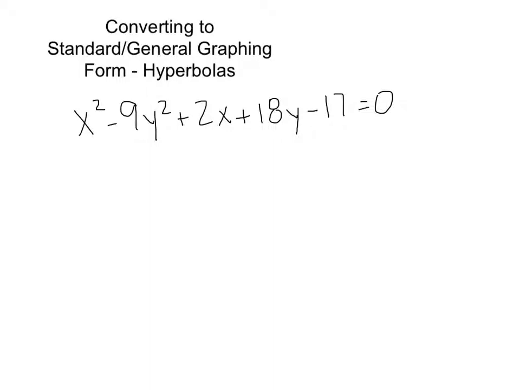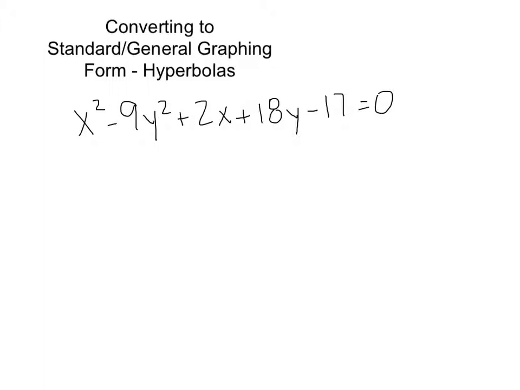Believe it or not, this equation actually represents a hyperbola. However, we can't find any of the important stuff about this hyperbola in the form that we have right now. We want to get it into graphing form. Just like with parabolas, circles, and ellipses, we're going to need to complete the square. Once we have it in graphing form, think of all the great stuff we can find.